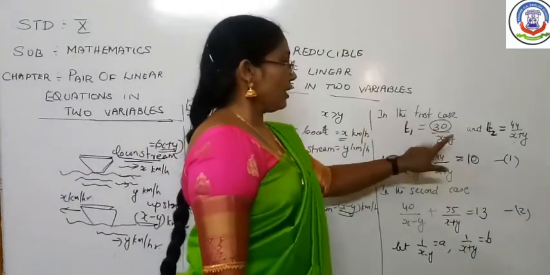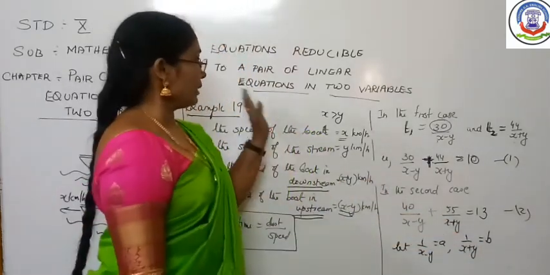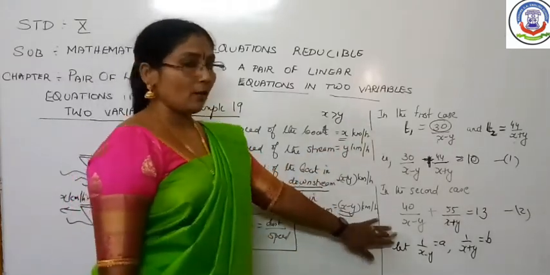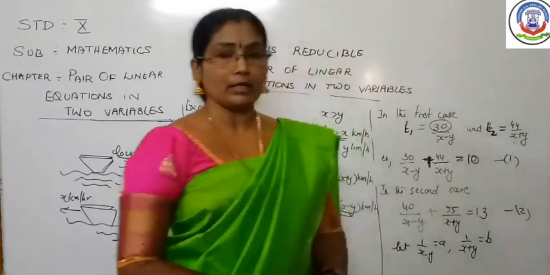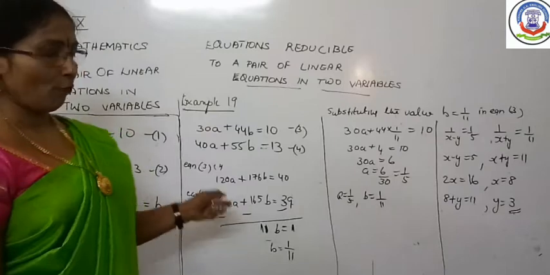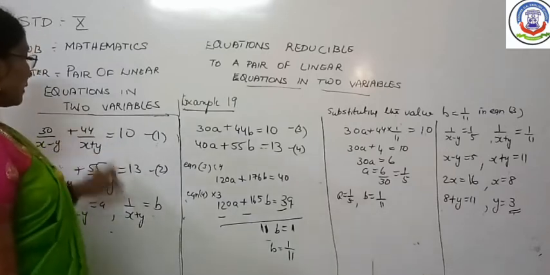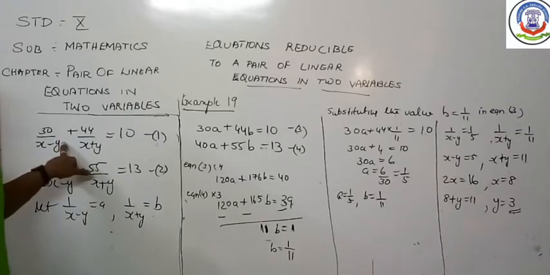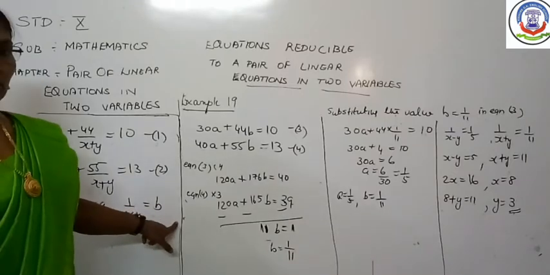Now you know that these two equations are not linear equations in two variables. You have to reduce them to a pair of linear equations in two variables. Let us see how we have to substitute. Let 1 by x minus y be equal to a and 1 by x plus y be equal to b. The two equations you have got are not in linear form. We are going to reduce them to linear equations in two variables. These are the two equations you already got from the word problems. To make them linear, we substitute 1 upon x minus y equal to a and 1 upon x plus y equal to b.